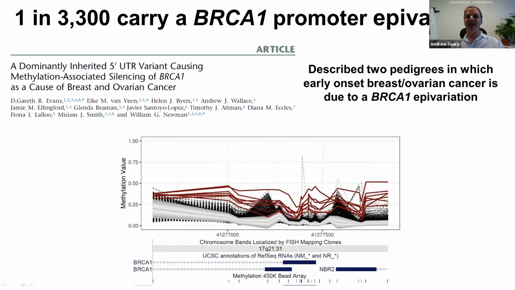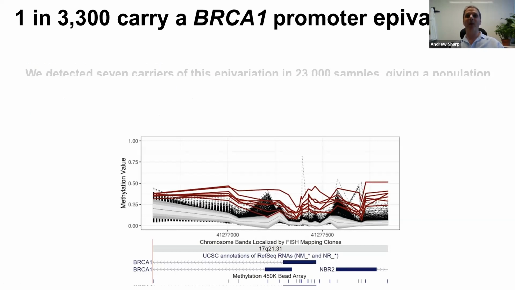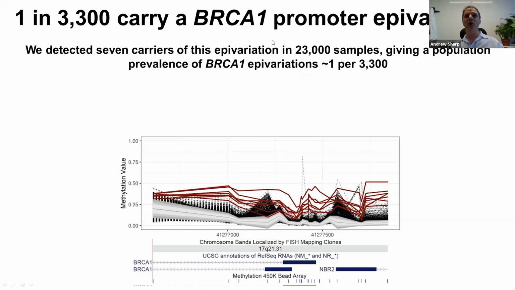Now, gains of methylation of the BRCA1 promoter, as I already said, have been reported in the literature before, but this was reported in the context of, presumably, very rare events. They just reported 2 families. When you actually look at our data, we found 7 carriers, which gives us a population incidence of around 1 in 3,000, 1 in 4,000.